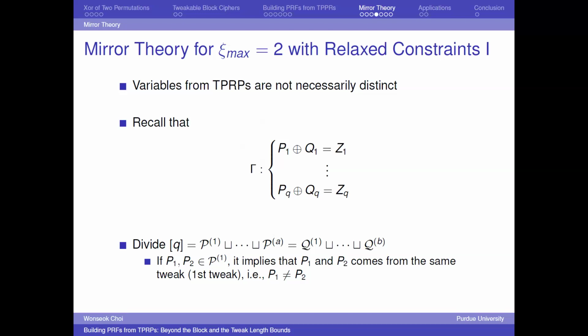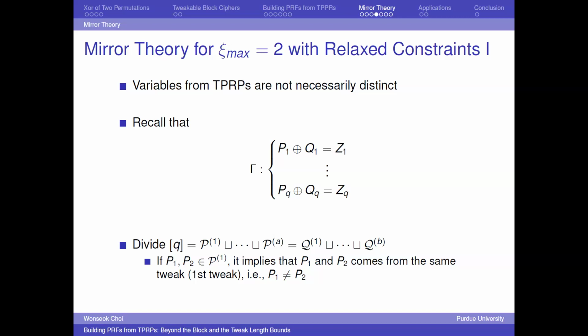But in our TPRP case, the problem is a little bit tweaked, because variables from TPRPs are necessarily distinct. In this system of equations, if these variables come from the same permutation, they should be distinct. But in our case, they may not be distinct. So how do we deal with this problem? This is the main contribution of our paper.